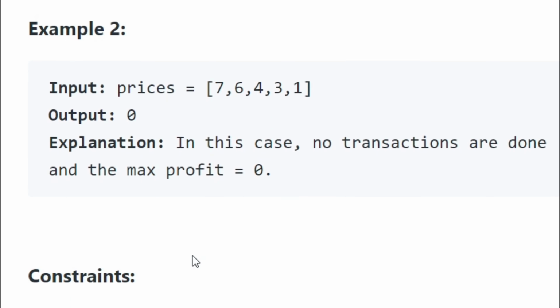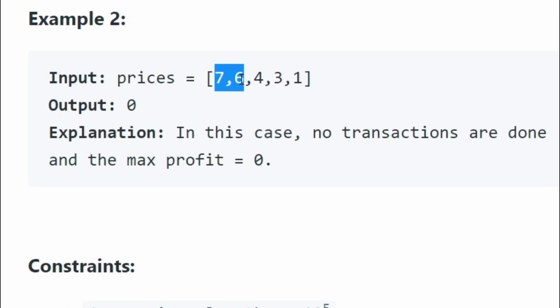Now, let's look at the second example: 7, 6, 4, 3, 1. This is an interesting one because if you look at this array, it's all in descending order. So what does that really mean? It means that the price is only going down. So in our mind, it can never make any profit, right? Because regardless of what day you buy, the price is never higher on a later date. So in this particular case, we return a 0.